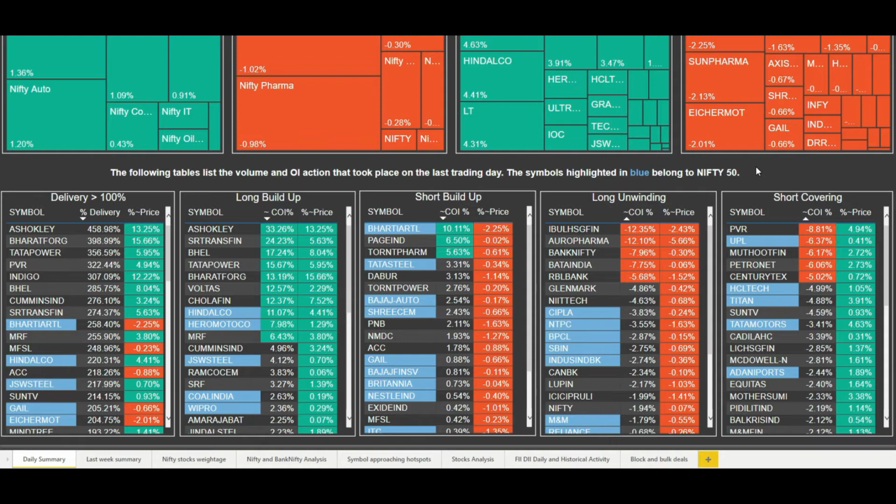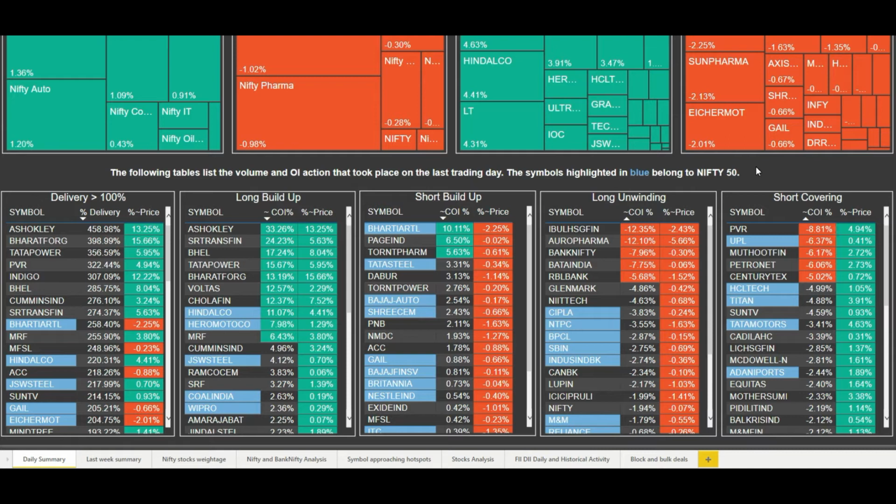As you can see, in the case of the first stock, Ashok Leyland, the price closed with around a 13.25% rise. That is a significant rise, and the delivery percentage was 458.98%. That delivery percentage was very high. So friends, if you relate that, if such a high delivery was taken and the price has risen, that means some institutional investors or big players have made a position in this particular stock. They have taken the delivery of this stock. So this is a highly bullish stock as of now.